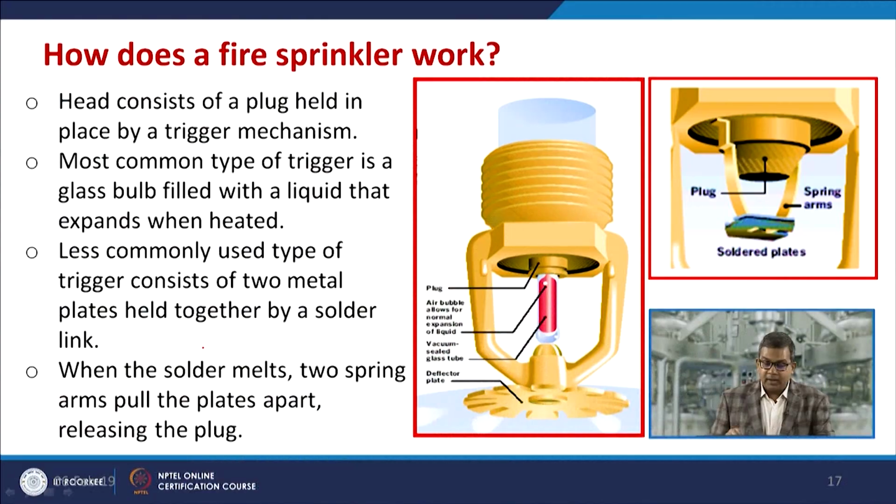Now the question arises, how does a fire sprinkler work? The head consists of a plug held in place by a trigger mechanism, and the most common type of trigger is a glass bulb filled with a liquid that expands when heated. A less commonly used type of trigger consists of two metal plates held together by a solder link, so that the difference in temperature can actuate the sprinkler. Sometimes when the solder melts, two spring arms pull the plates apart, releasing the plug like this.